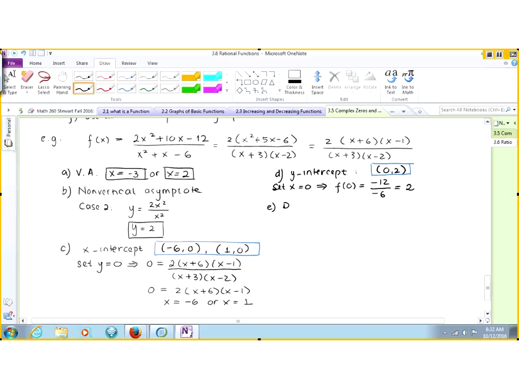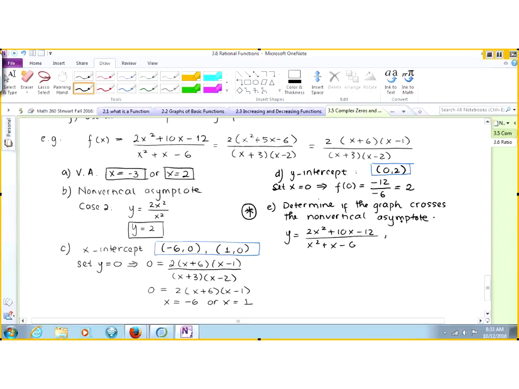Now E, determine if the graph crosses the non-vertical asymptote. Remember this is the important one, this is the one I put the star. It's important when we graph. Right? How do you find the points? So basically you're trying to find the intersection. Do you remember how we found the intersection? So this is your f. F is 2x squared plus 10x minus 12 divided by x squared plus x minus 6. What is the equation of the non-vertical asymptote? Y is equal to 2.